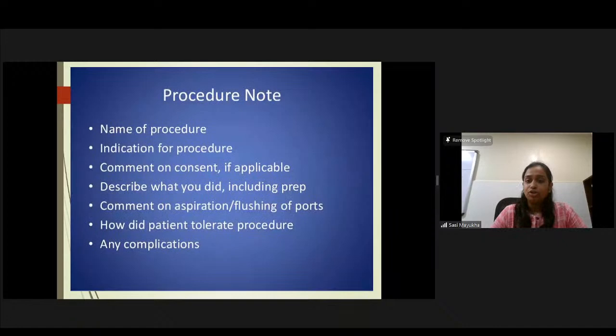So always remember, after placing all these, the procedure note is very important and documentation is very important. The name of the procedure, the indication, and how many pricks you have done should also be mentioned.